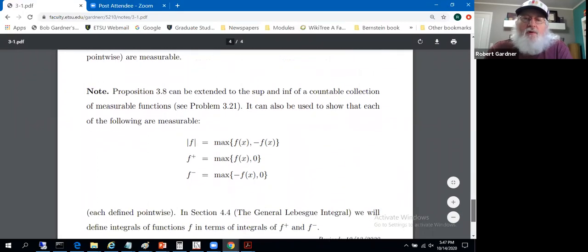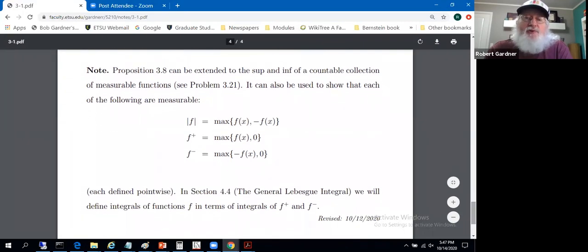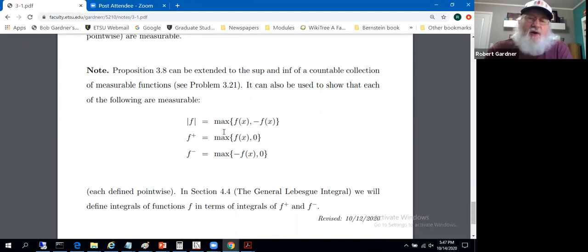Of more immediate use is the following. If we take a measurable function f of x and define a new function to be the maximum of f of x and negative f of x, what you're getting out, pointwise, is simply the absolute value function. The absolute value function then is a measurable function. We made this observation at the top of this page, I think, but there's another argument for it following from that other result using the max and min.